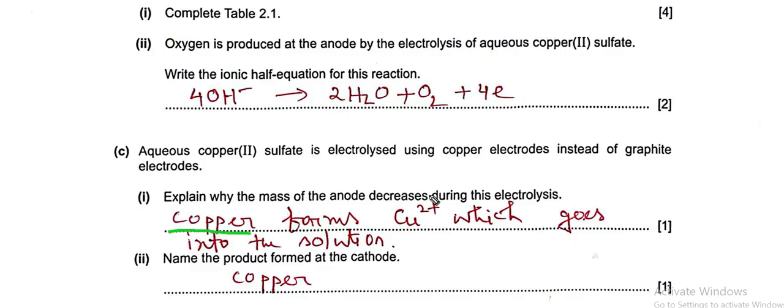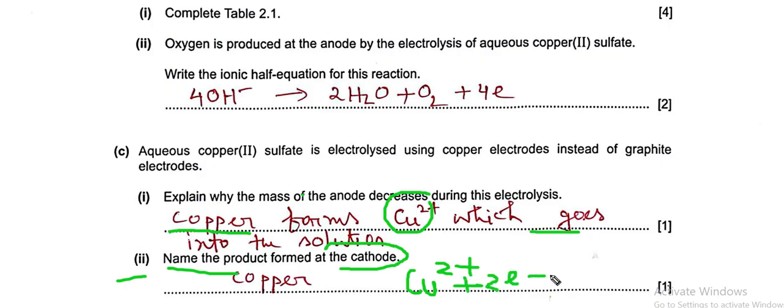Copper is oxidized to form copper 2 ion. This copper 2 ion goes into the solution. That's why the mass of the anode decreases with time. Number 2, name the product formed at the cathode. At the cathode, copper ion gains 2 electron to produce copper. So the name of the product will be copper.